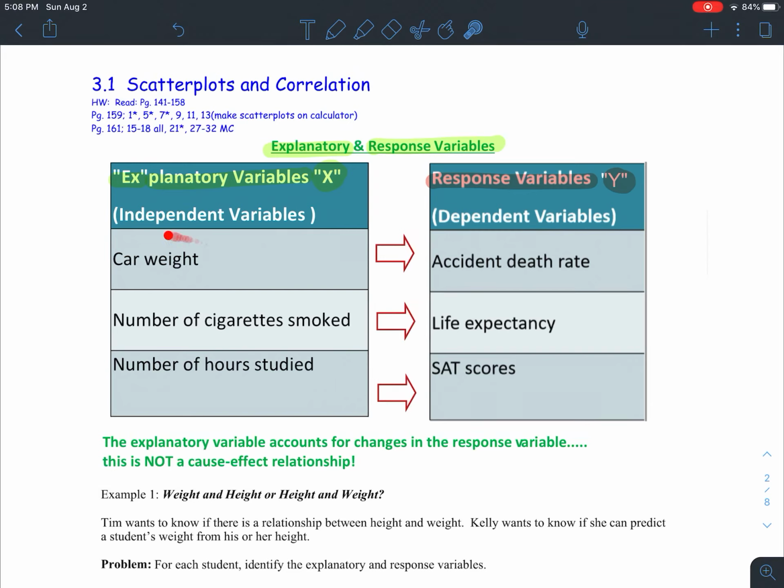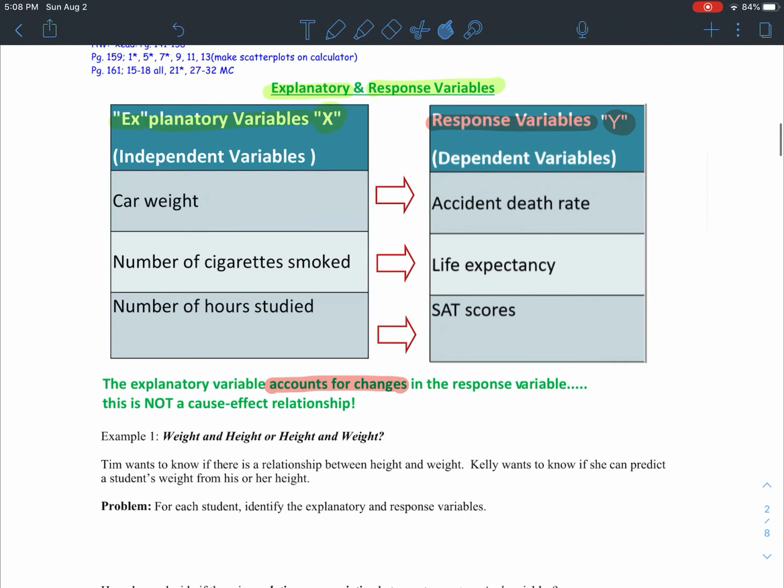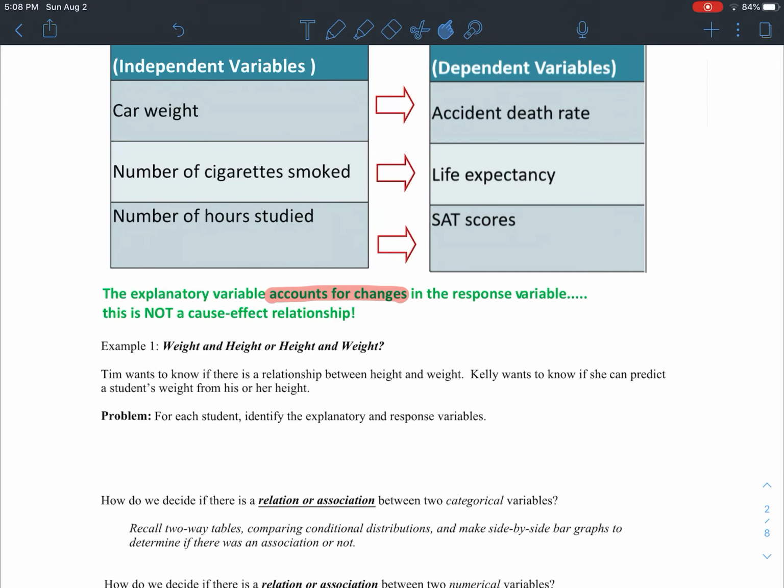We know that if you're in a larger vehicle like a semi-truck or a school bus, you tend to not get injured near as badly as when you're in a smaller, more lightweight car. Okay, so the explanatory variable helps explain or predict what the response variable is. We want to think of it like this, that the explanatory variable accounts for changes in the response variable, but please keep in mind, this is very important, it is not a cause and effect relationship.